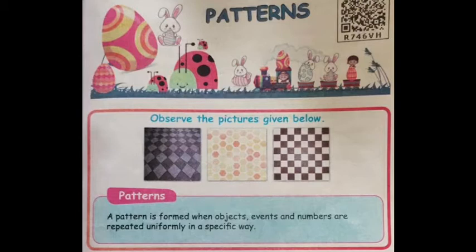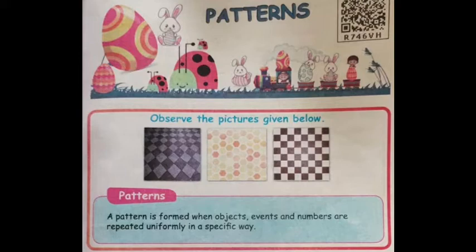Just observe it. White square and then brown square, white square and then brown square, and so on. So how is it repeated? This is known as pattern. White and brown. This is a square design. It is a repeated pattern. White, brown, white, brown, white, brown. In the same way, you can observe other patterns also.